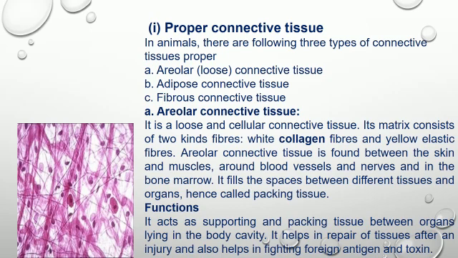Areolar connective tissue. It is a loose and cellular connective tissue. Its matrix consists of two kinds of fiber, white collagen fibers and yellow elastic fibers. Areolar connective tissue is found between the skin and muscles, around blood vessels and nerves, and in the bone marrow. It fills the spaces between different tissues and organs, hence called packing tissue. Function: it acts as supporting and packing tissue between organs lying in the body cavity. It helps in repair of tissue after an injury and also helps in fighting foreign antigen and toxin.